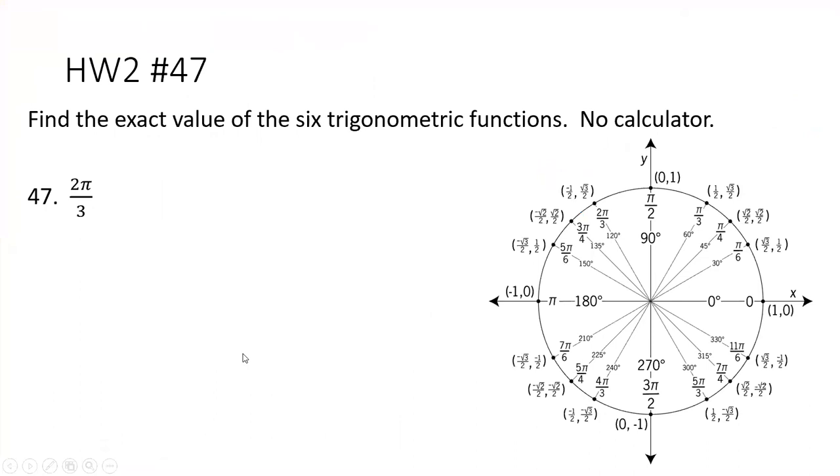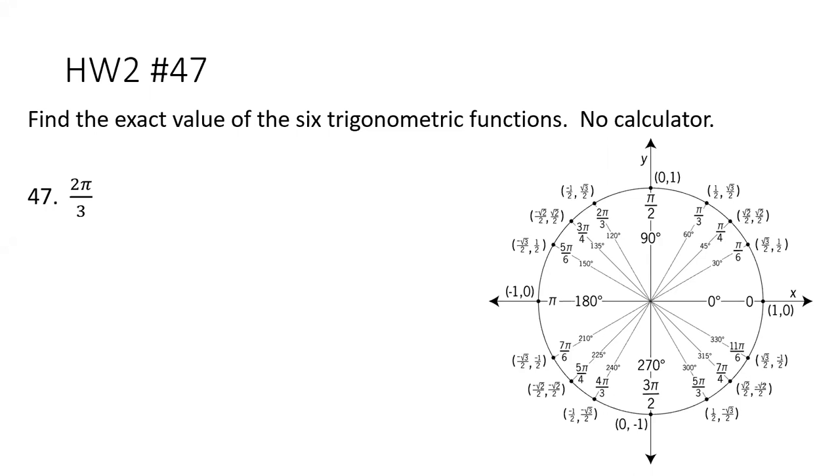Okay, so let's look at question number 47. I'll give you a second to copy down question 47. You don't have to copy down the unit circle. What it's asking us to do is find the exact value of the 6 trig functions. So what it's asking us for is the sine, the cosine, the tangent, the cosecant, the secant, and the cotangent for the angle 2 pi over 3.